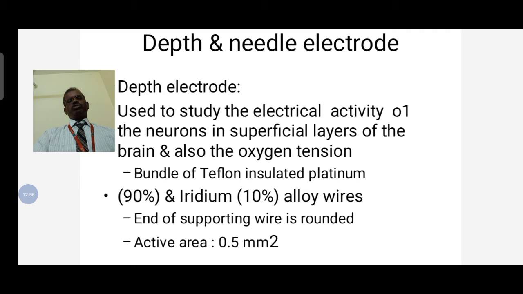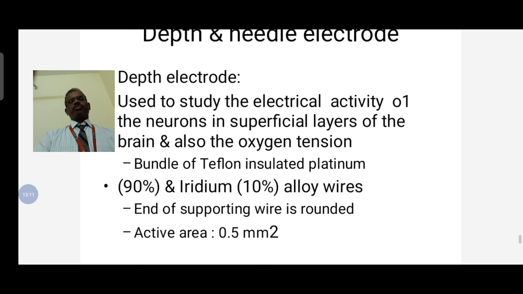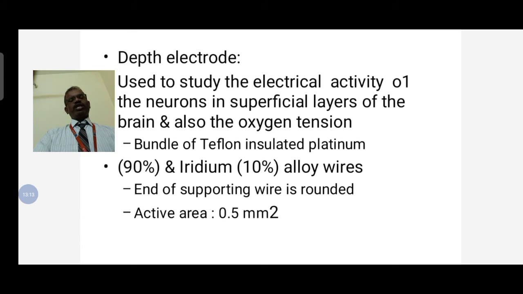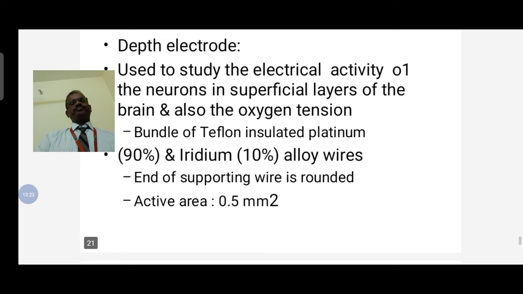The Teflon insulated platinum is available at 90%, and iridium alloy wires at 10%, for this type of needle electrode. The end of the supporting wire is rounded. The active area is 0.5 mm square. These are the depth electrodes, one of the types of needle electrodes.